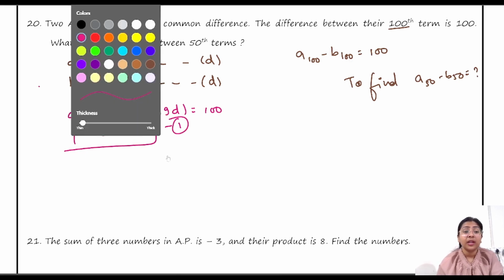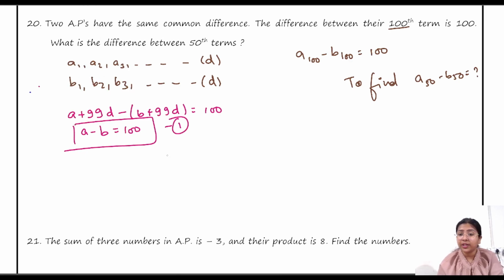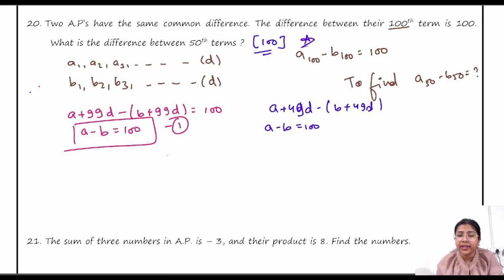Now what do we need to find out? We need to find out the value of this. So we will solve this LHS and try to find the RHS. We can write a plus 49d minus b plus 49d, because we need to find the value of this term. So it will be a minus b after simplifying, and from equation 1 we can write a minus b is equal to 100. So the value of a50 minus b50 is 100. Is this question clear to you?